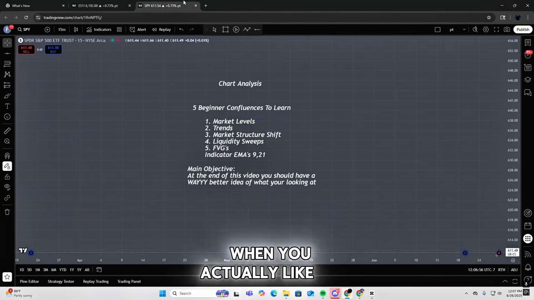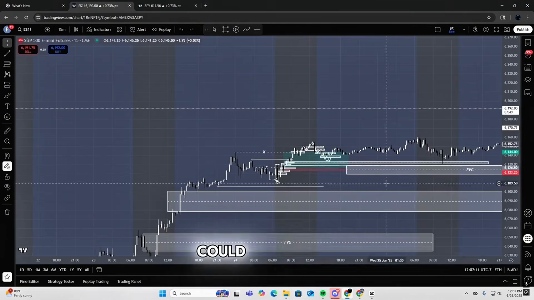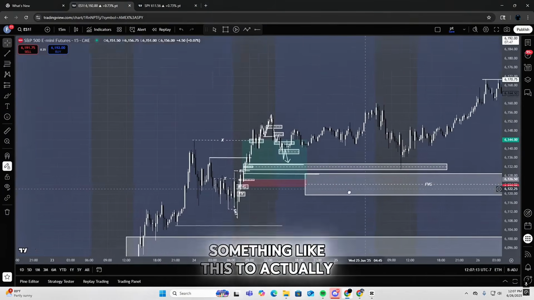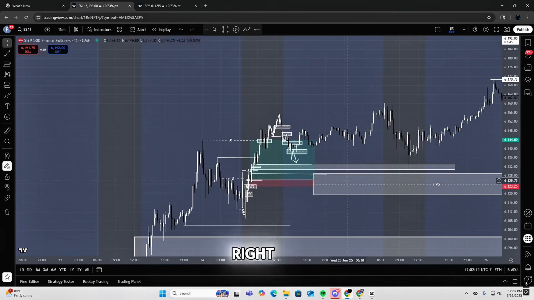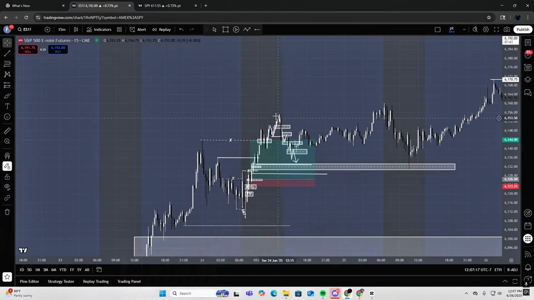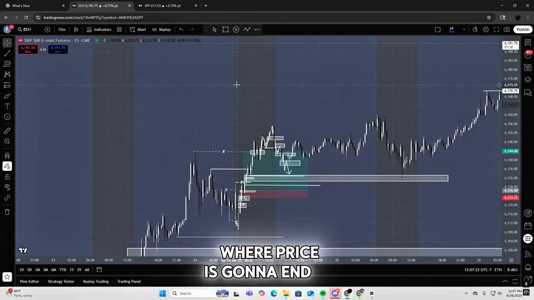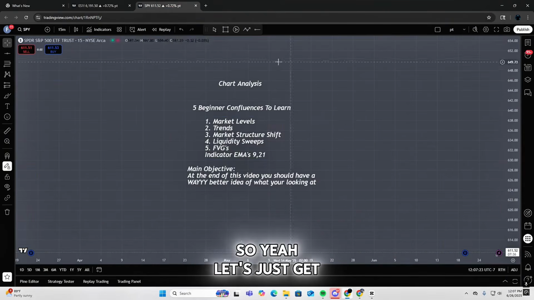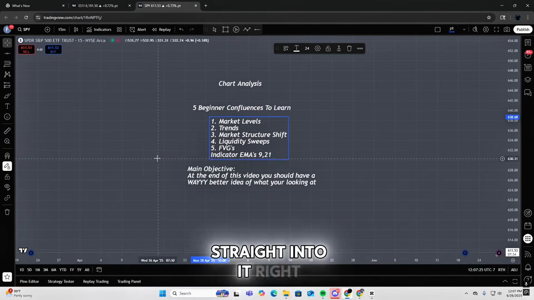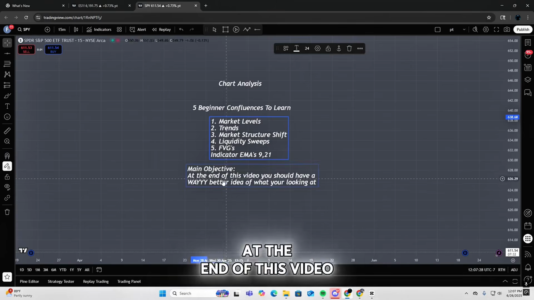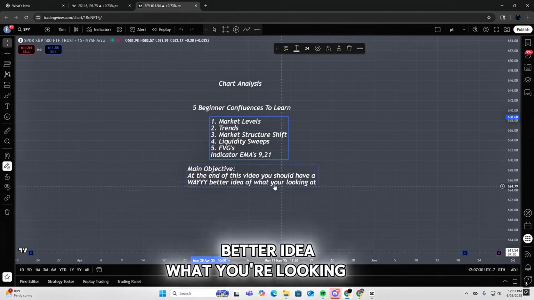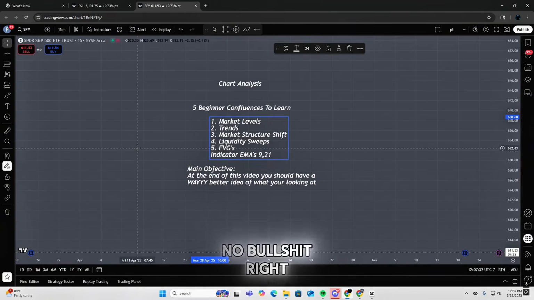When you actually learn chart analysis, then you can eventually break down your charts into something like this to actually catch the actual move, right? And actually catch better trades, more efficient and accurate trades, and get a better idea where price is going to end up going, right? So let's just get straight into it. The main objective obviously is that at the end of this video you should have a way better idea what you're looking at, right?